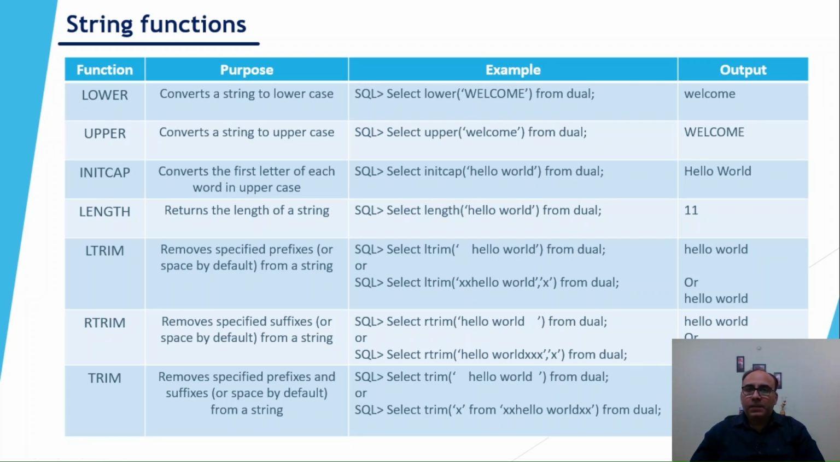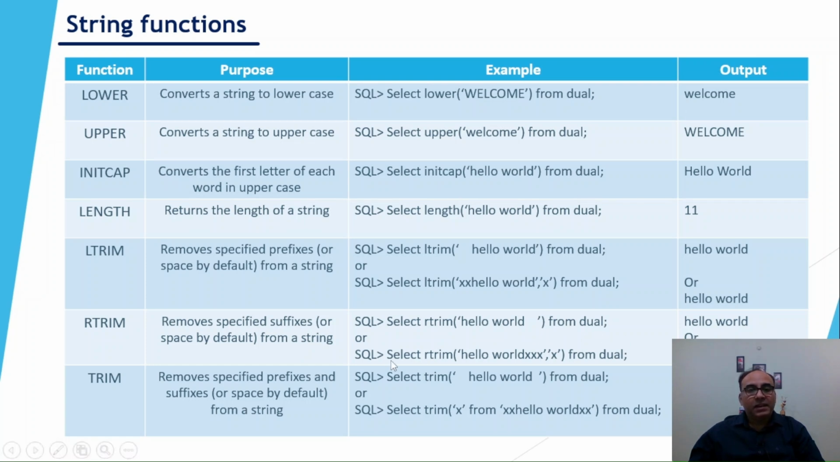Similarly, we have RTRIM. This basically removes specified suffixes from a string. Here also, by default it considers space as a suffix. For example, select RTRIM hello world from dual. Here at last we are able to see this particular space. If we execute this query, this space will be removed. So the outcome will be hello world without any space in the string.